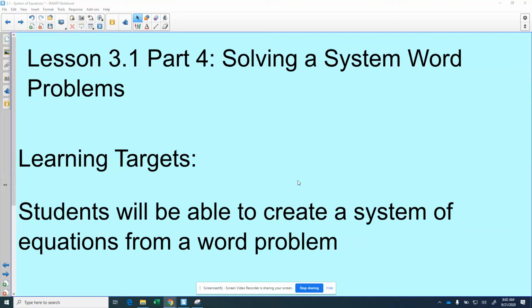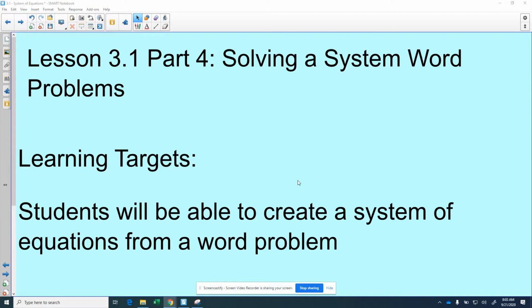Good day, everyone. We're going to continue on with our last lesson from lesson 3-1, which is going to be solving a system of equations, but actually developing it from a word problem. You're going to see that the actual techniques we use today are things we've actually seen before within our classes and things like that.